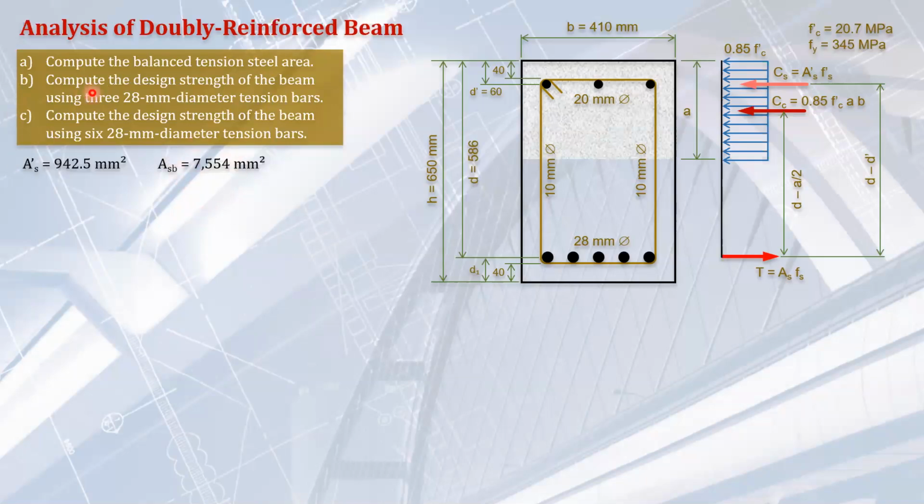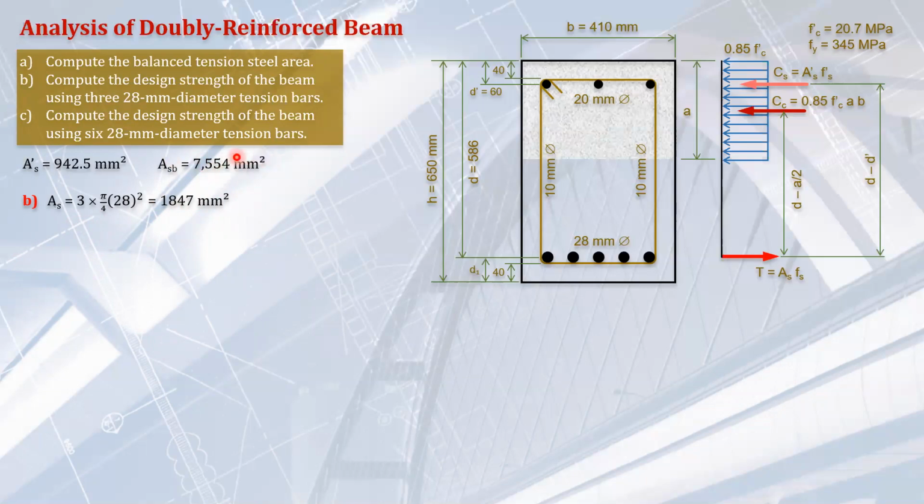Okay, halimbawa, in letter B, gagamit tayo ng tatlong 28 mm. So yung tatlong 28 mm is 1847 square mm. Yung balance steel area is 7554. Napakalaki. Anong ibig sabihin ba ng balance area? So meaning, below this area, kunti lang yung steel mo. Siguradong talo talaga yung steel.